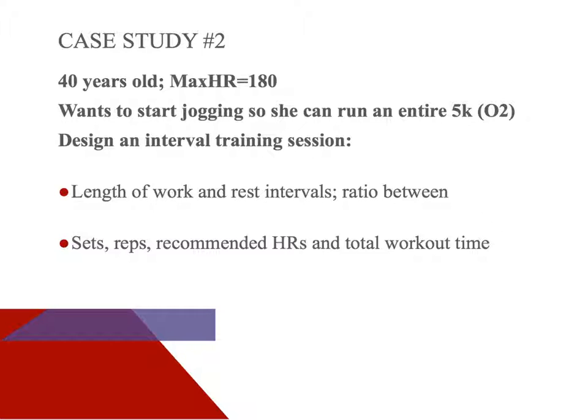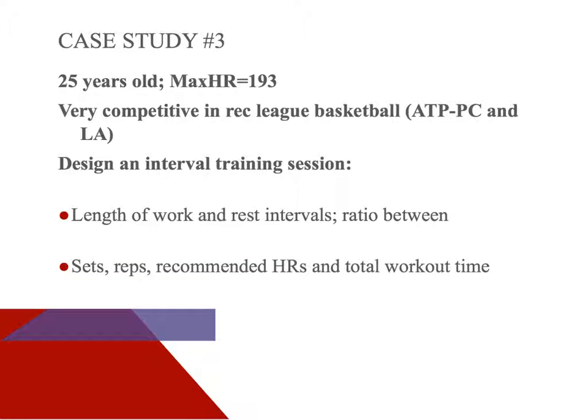If you're still wanting practice, we can look at a case study too. We have a 40-year-old who wants to start jogging so she can run a 5K. Our goal really here is to improve her oxygen system. We're not looking to improve her pace yet or to increase her lactic acid threshold. We're just looking for her to get 2 to 3 miles. So design an interval training session for her based on the table, looking at length of work and rest intervals, sets, reps, and recommended heart rates.